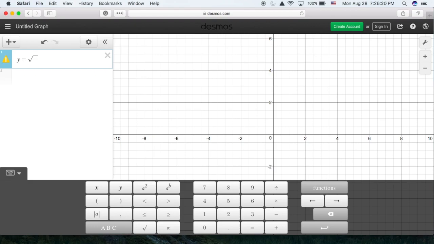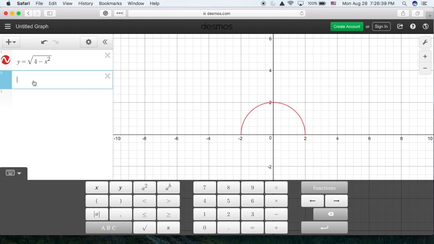So we'll start with an example function of y equals the square root of 4 minus x squared. So we see that it's the top half of a circle. So there's different things we can do. One, we could get the value of the function at a point.